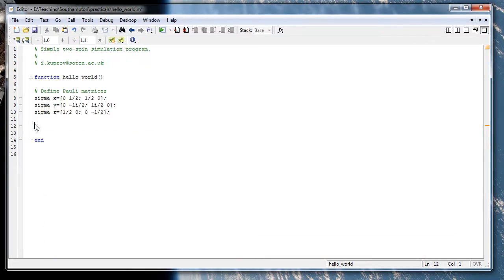Okay, so we can now delete this little cursory check and continue with our coding. One other thing that needs to be defined before we start taking direct products for a 2-spin system is the unit matrix. So unit equals, as it should be, 1, 0, 0, 1, just a unit matrix.